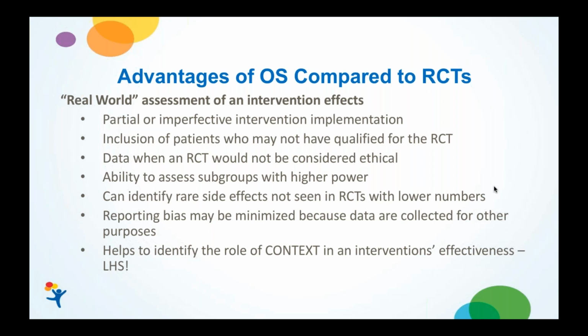And the other one I never thought of, but it's so true, is that there's reporting bias potentially with an RCT, right? Because you're trying to adhere to a very stringent protocol, and maybe that's minimized because you're collecting data for other purposes, right? You're just providing clinical care, and this is what really happens, and you're not thinking about when you're coding for something or doing something, how it's going to reflect on a study. And as you mentioned before, it really helps to identify the role of context in an intervention's effectiveness, which has a huge impact on learning health systems.